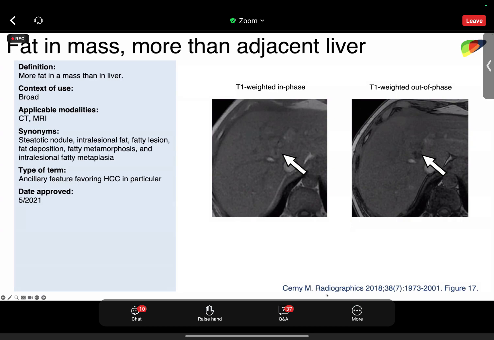All right. According to the various series, the range of fat in mass seen on in-phase and out-of-phase imaging ranges from 15 to 40%. So it can increase the sensitivity or the confidence in the diagnosis of HCC.